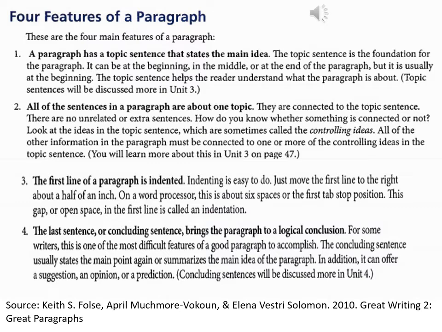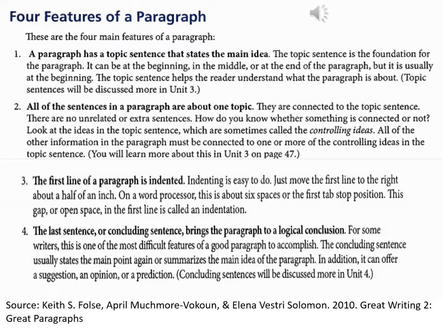There are 4 features of a paragraph. The first feature is a paragraph has a topic sentence that states the main idea. The topic sentence is the foundation for the paragraph. It can be at the beginning, in the middle, or at the end of the paragraph, but it is usually at the beginning.